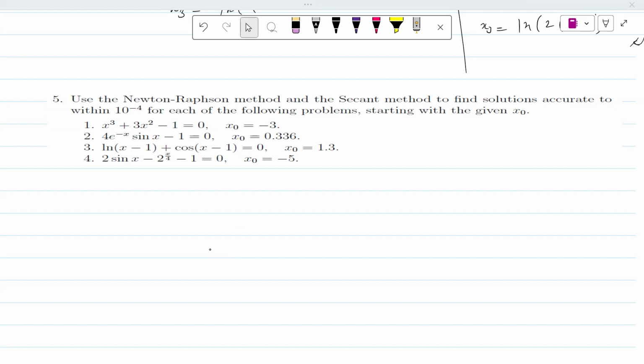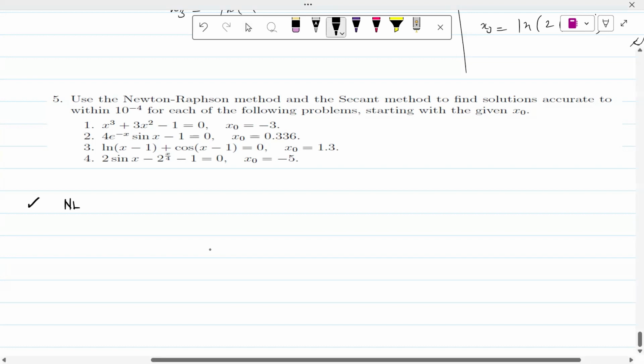So we're going to start with the Newton-Raphson method. That's what we're going to start with first.